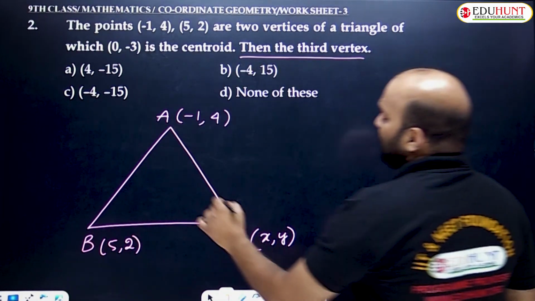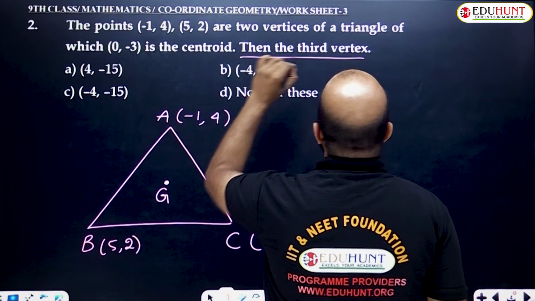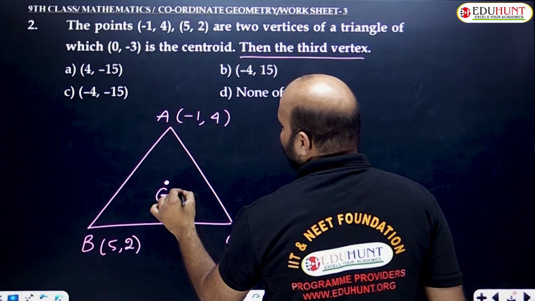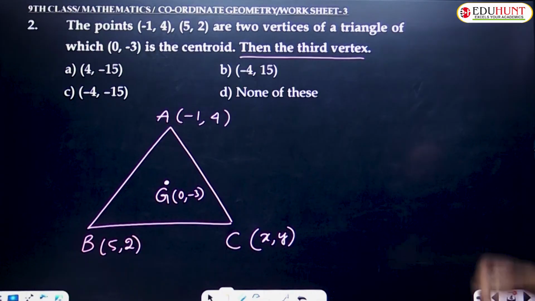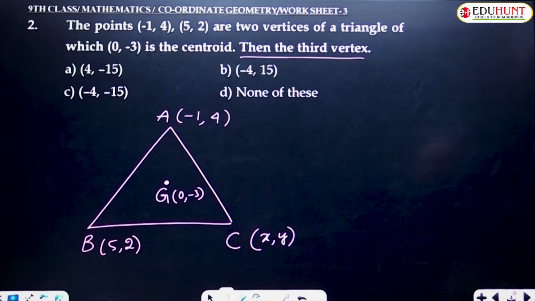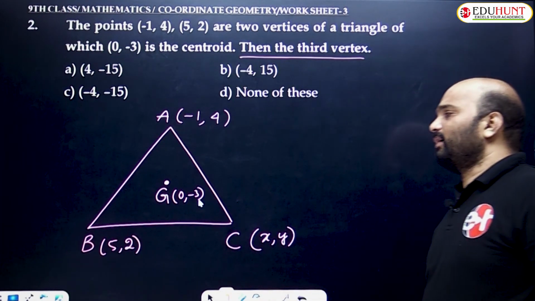But here the centroid is already given. The centroid will be considered as G. What are the centroid coordinates? (0, -3). Am I clear? So the question I am asking is: what are the coordinates of the third vertex? So clearly we need to understand.